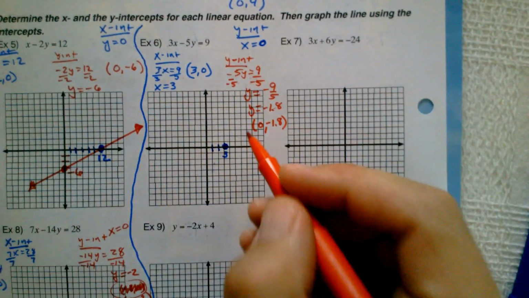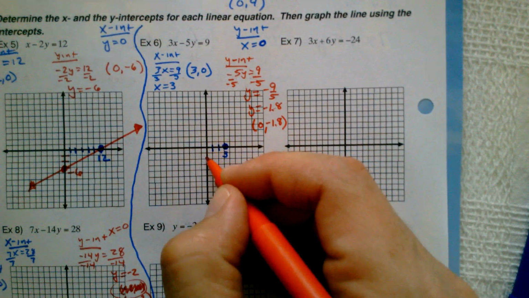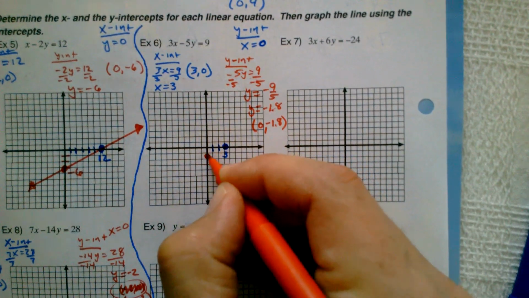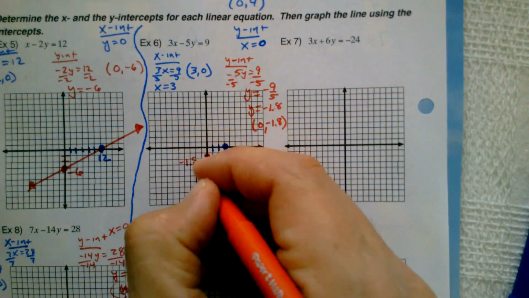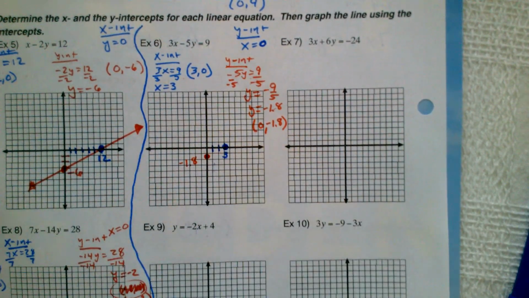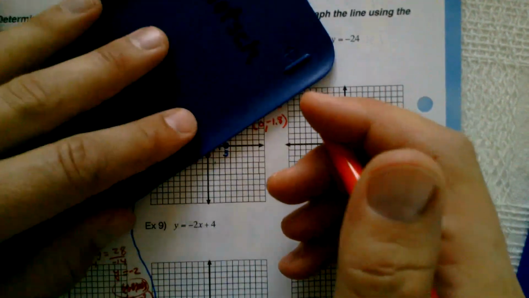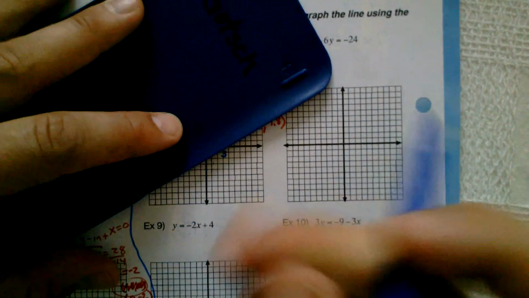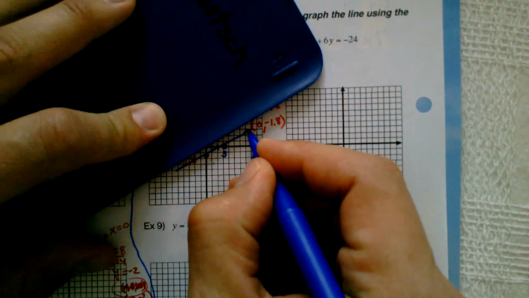And then if I have 0, negative 1.8, I'm just going to go down 1, not quite to 2. Okay, 1.8 is really close to 2, just not. I'm going to label that guy. Okay. 2 points determine the line, so you got 2 points, one on the x-axis, one on the y-axis. And now we got our graph here.